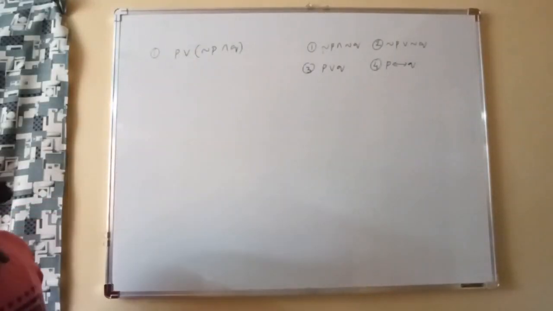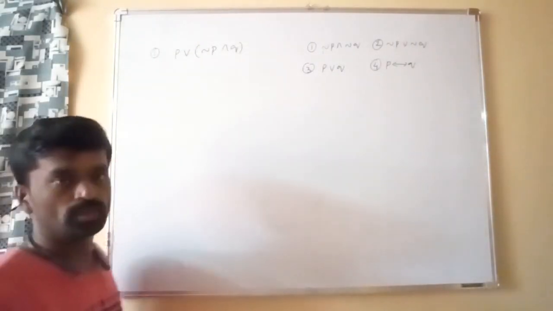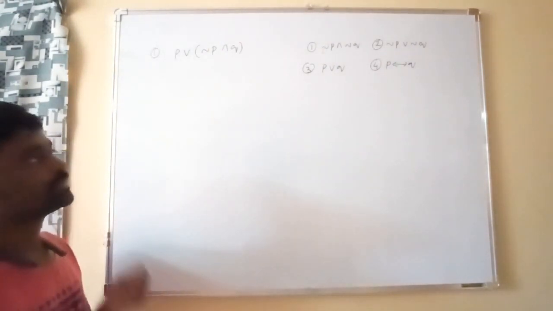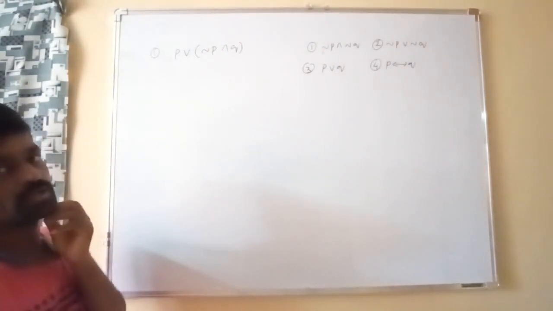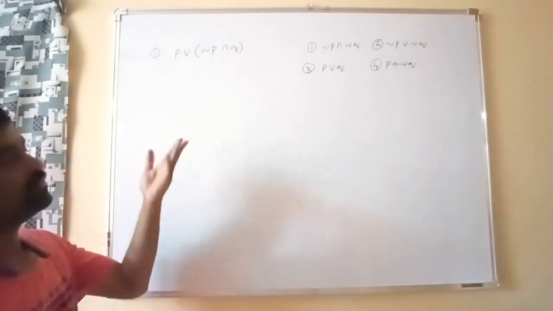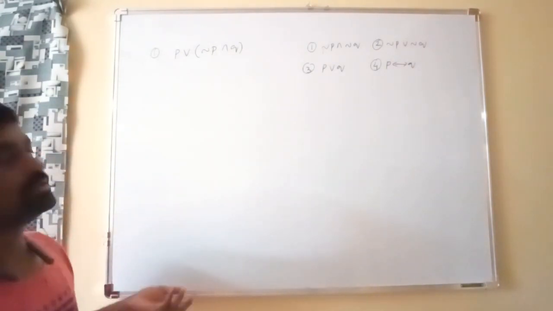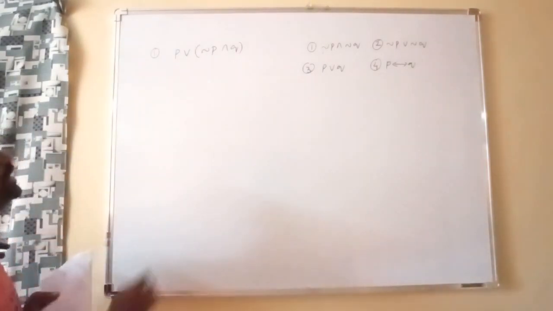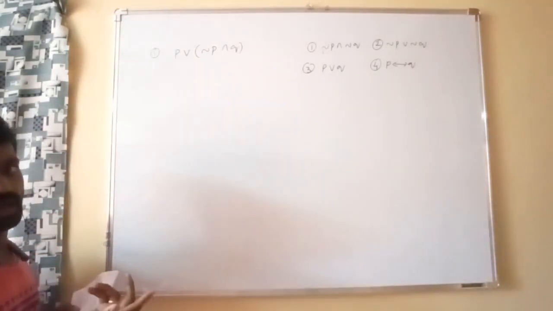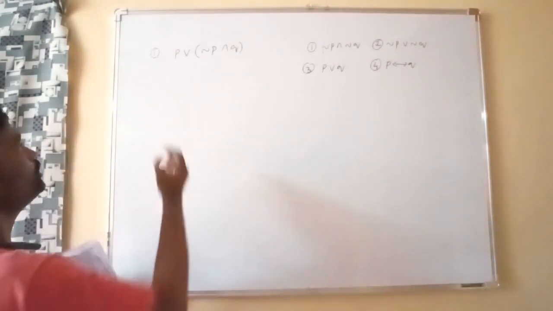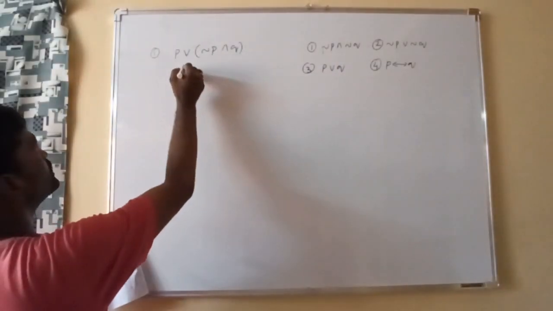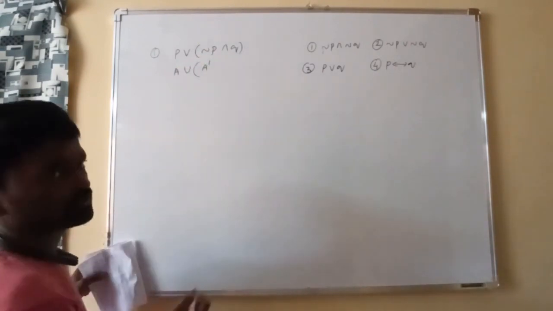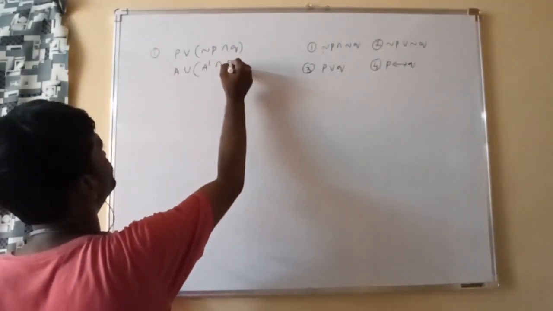So P or negation P and Q is logically equivalent to what? Okay, so either you can use the formulas or else you can verify by taking truth values of P and Q, verifying the options. Here it looks like "or" is nothing but union, and "and" is nothing but intersection. Suppose you take P as A, then negation P is nothing but complement of A, intersection B.